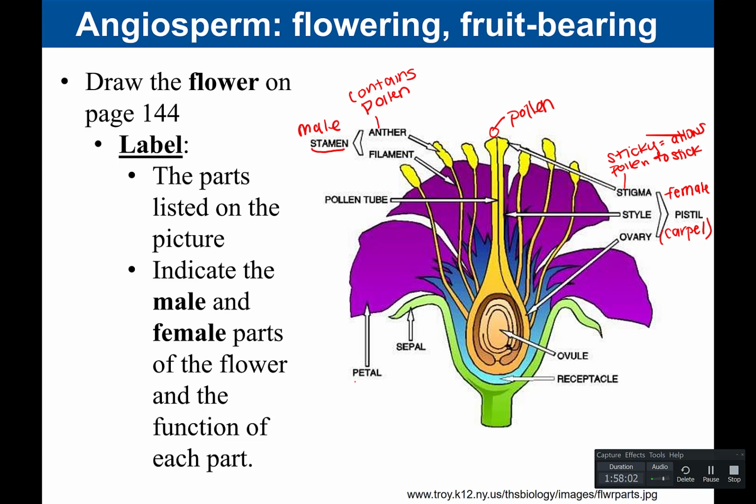The petals, so you want to label the petals. We have this receptacle, which is going to hold the ovary in place, etc. So you need to draw this and label the parts.